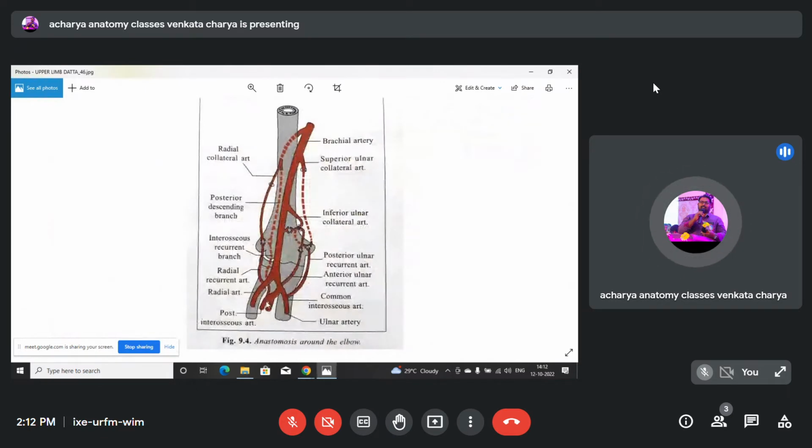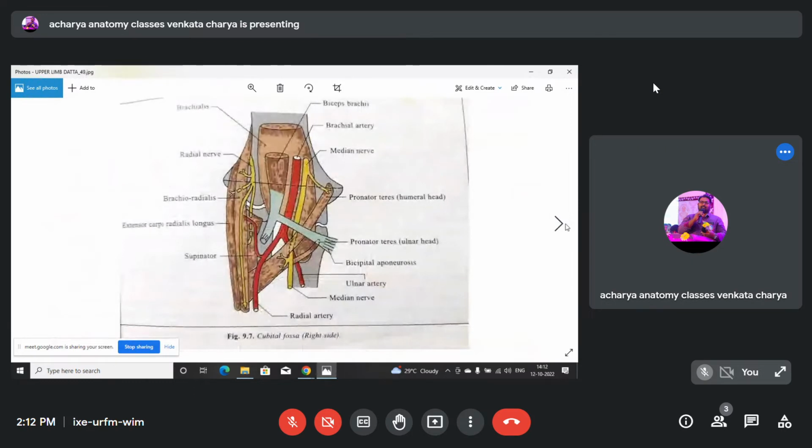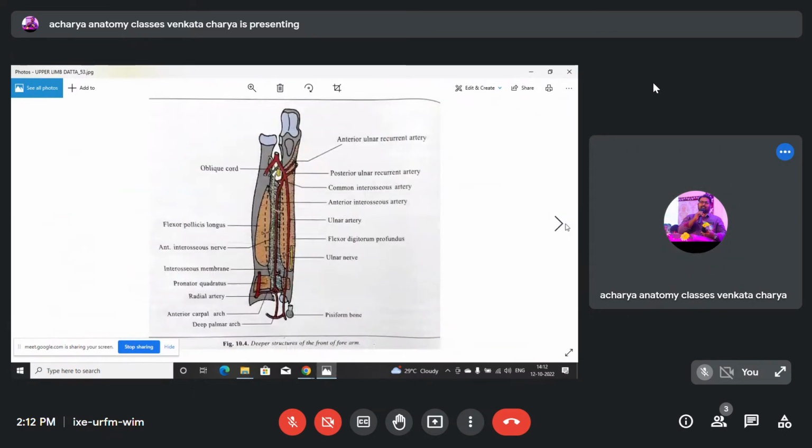Next, come to the radial artery. Radial artery and ulnar artery both are united to form arches. Arterial arches. So those arches we call superficial palmar arch, deep palmar arch, anterior carpal arch, posterior carpal arch.